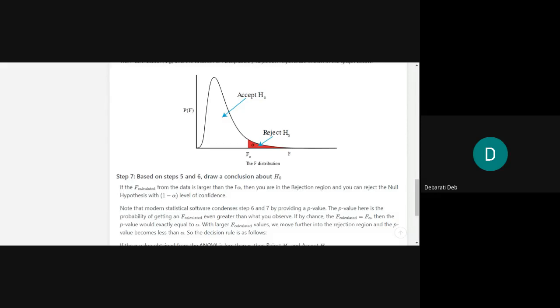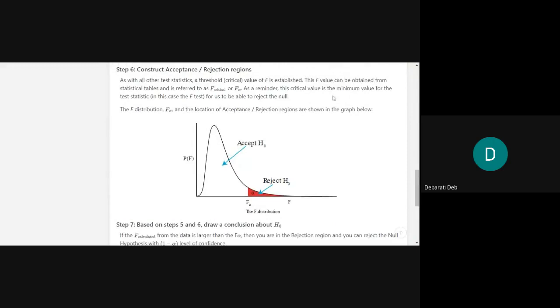Do you understand? Simply, you can note somewhere: if the calculated value of the test statistic is less than the tabulated value of the test statistic, then only accept the null hypothesis. Otherwise, reject the null hypothesis. Okay.